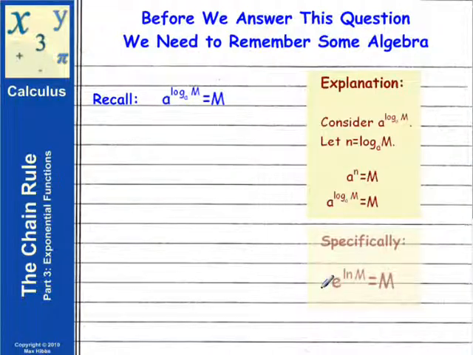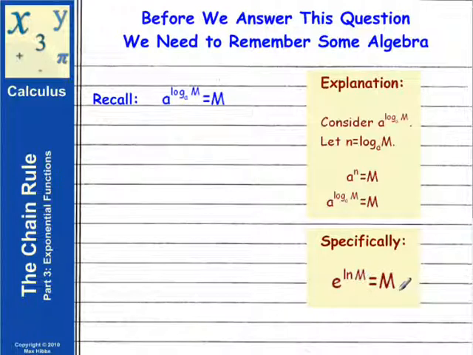More specifically, the way we're going to use this is that if we have e raised to a power that's natural log of m, we simply just get m. We just get the argument of the logarithm that is in our exponent. So that's really the way we're going to use it. So let's look at a specific example.